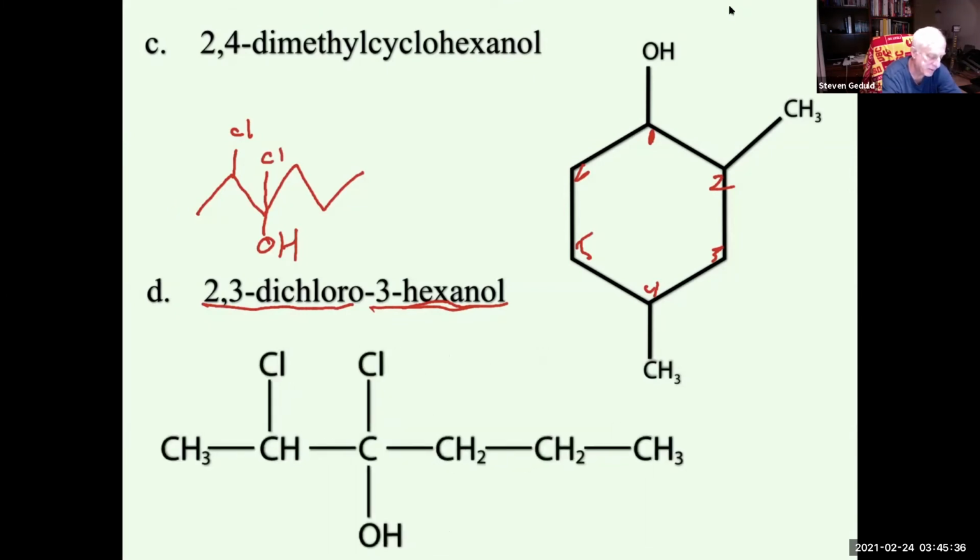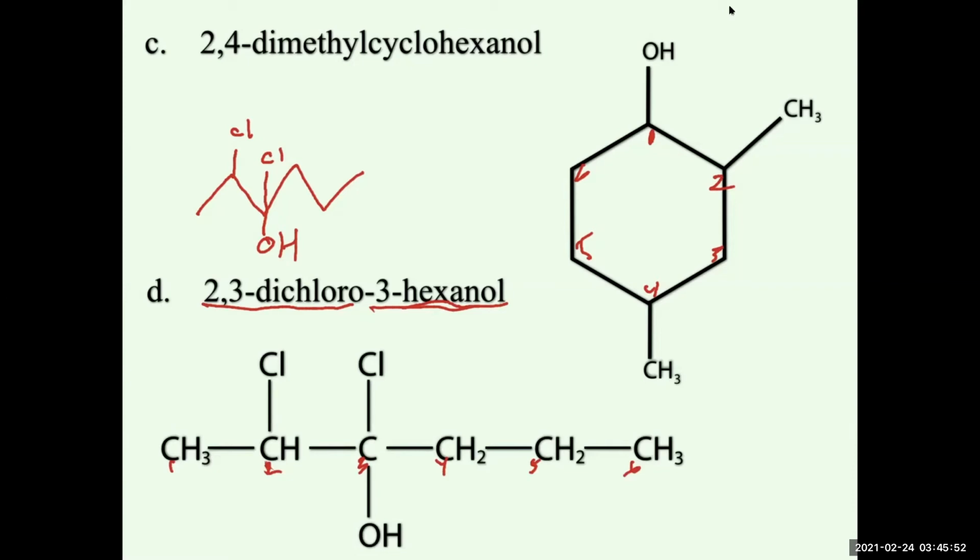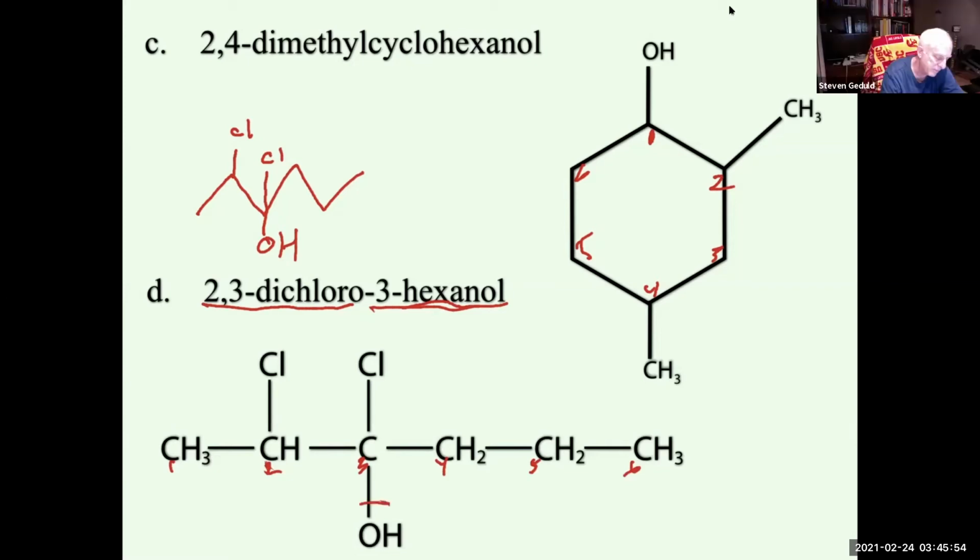Okay, there it is outside the line structure, the structural formula of it. Same thing. This is number 1, 2, 3, 4, 5, 6. So there's hexane. At number 3, there's an OH group, which we got right here. And at 2 and 3, there are chlorine groups. So 2,3-dichloro-3-hexanol.